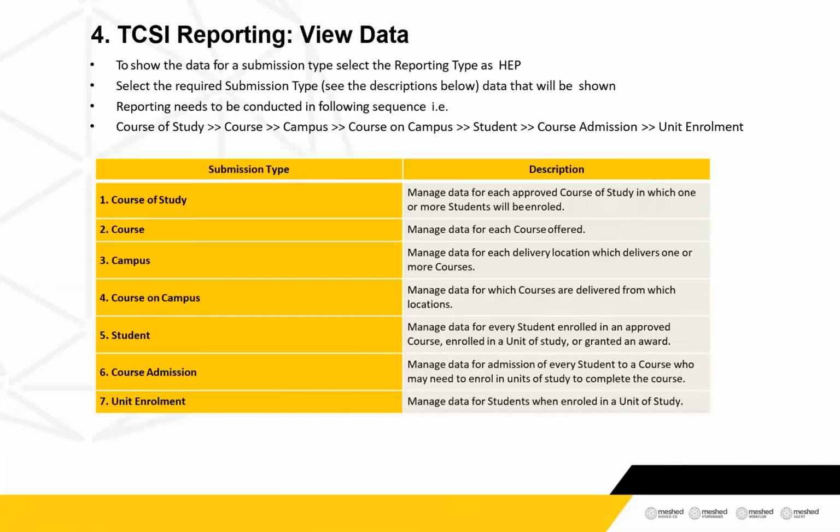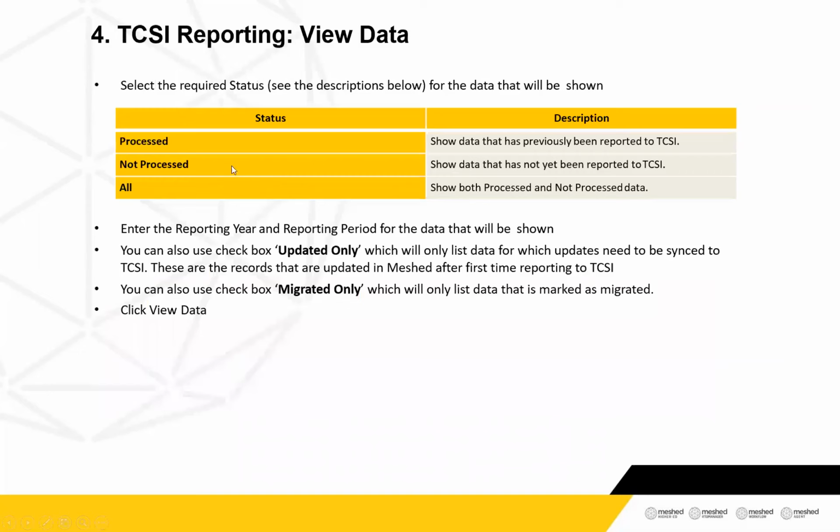Second is submission type. These are nothing but the packets that you will need to report to TCSI. And it is necessary that you report these packets in a sequence. That is, you cannot report course unless and until you report course of study. Similarly, you cannot report course admission unless and until you report student and course information. That's the reason you have to maintain the sequence when you start doing reporting. So first would be course of study, second course, campus, then course on campus, then student, then course admission, and then unit enrollment.